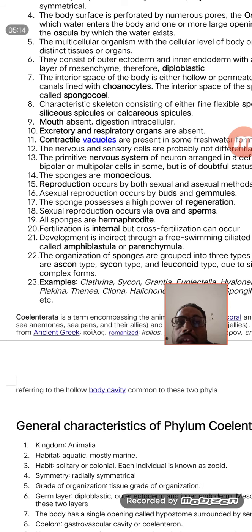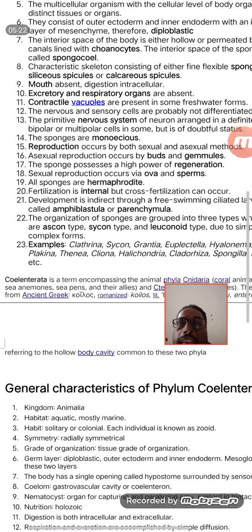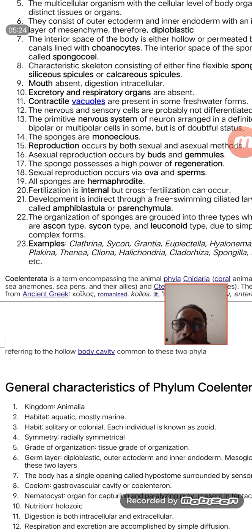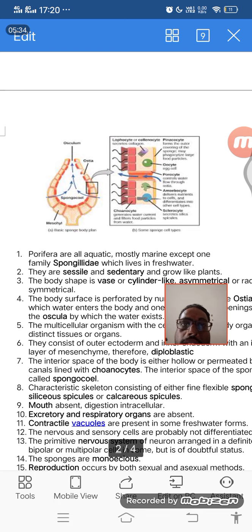And according to the organization of the pores, they are grouped into three, that is ascon, sycon and leuconoid. And examples coming inside this are Sycon, Grantia, Euplectella, Leucosolenia, Hyalonema, Spongilla. So these are the major characteristics of these organisms.